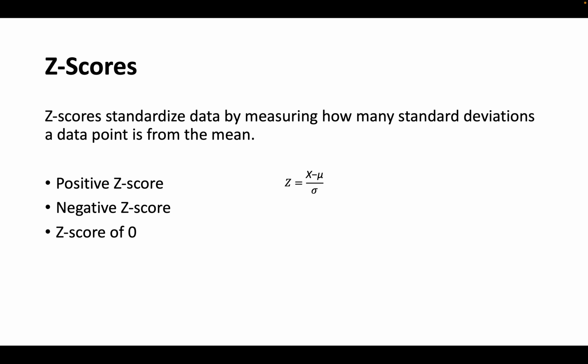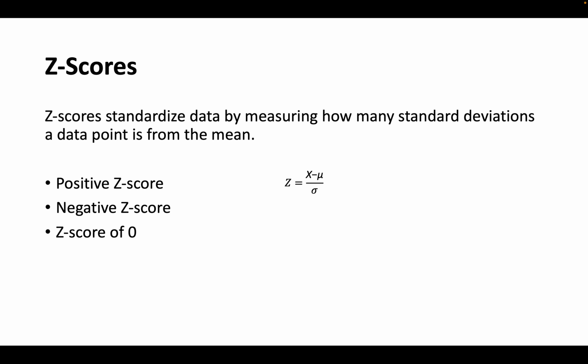Z-scores, also known as standard scores, are a statistical measure that quantifies how far a data point is from the mean of a data set in terms of standard deviation. We also have positive z-scores. A positive z-score indicates that the data point is above the mean of the data set. The larger the positive z-score, the further the data point is from the mean in the positive direction.